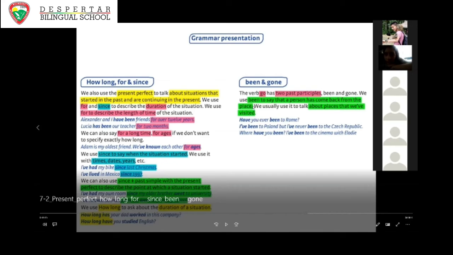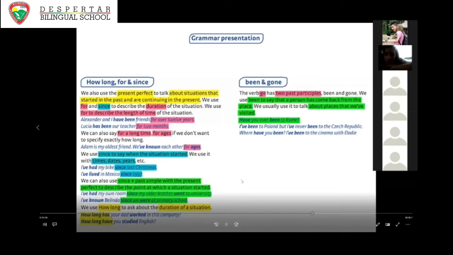¿Listo? We use been to say that a person has come back from the place. Usamos el verbo been para decir que alguien, una persona, llegó o venía de ese lugar, de un lugar en específico. And we usually use it to talk about places that we've visited. Y también lo usamos para describir o decir lugares que hemos visitado.